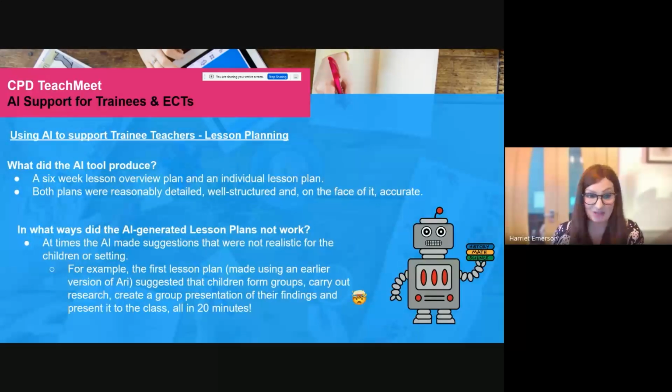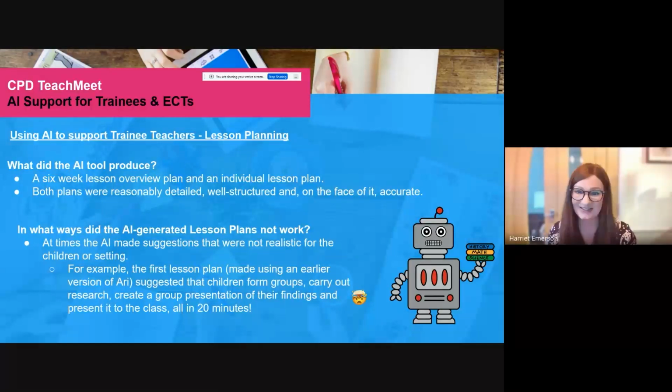So it did produce a 6-week lesson plan overview and the individual lesson plans. Both were reasonably detailed, well structured, and on the face of it, they were accurate. The only thing is, at times, the AI made suggestions that were not realistic for the children or the setting. For example, the first lesson, this was made using an earlier version of the AI tool, suggested that children form groups, carry out research, create a presentation of their findings, and present it to the class all in 20 minutes, which I think is quite a tall order for most adults, let alone the children. But still, very helpful to have that base there.